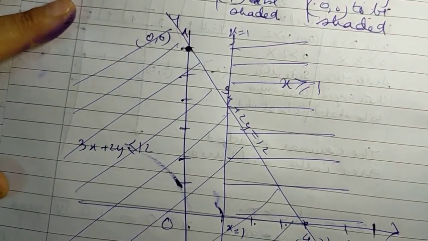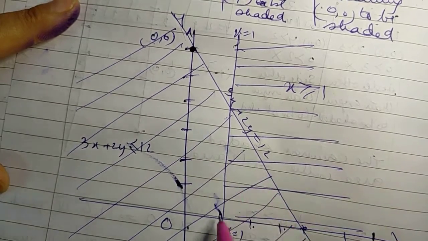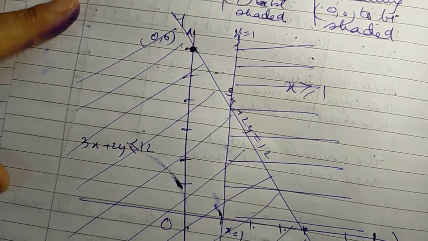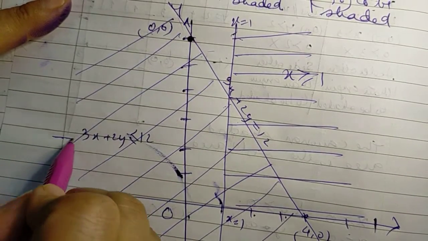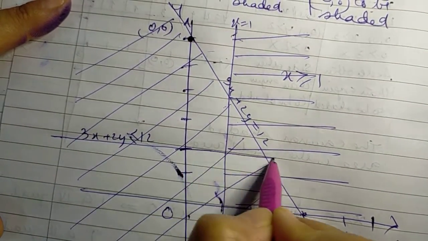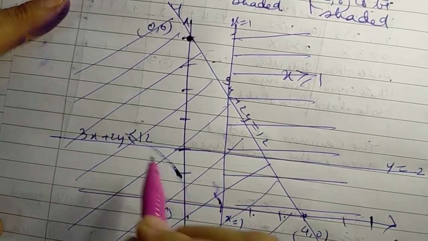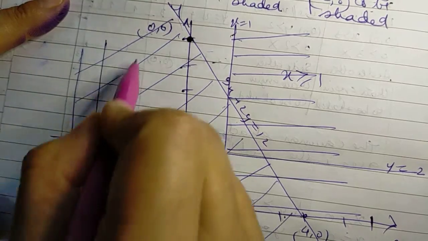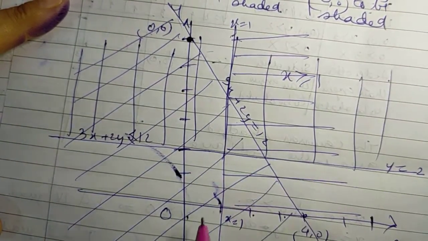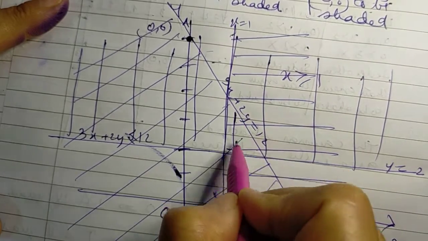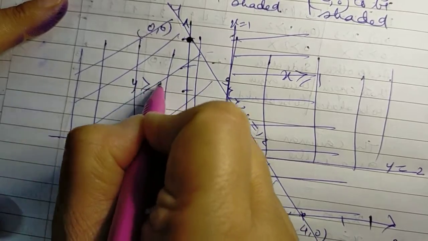This is x equal to 1. Now we see that we have already got a common shaded area as this one. Now another line is y is greater than or equal to 2. So first of all, through the line y equal to 2, we draw a line. So this is y equal to 2, and the side other than the origin is the common area, and so we get y greater than or equal to 2.